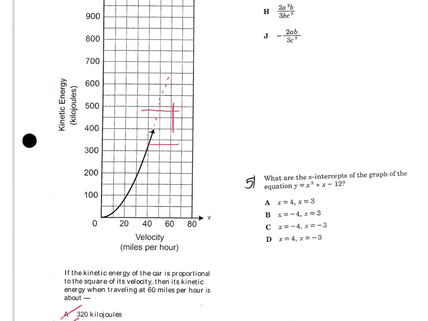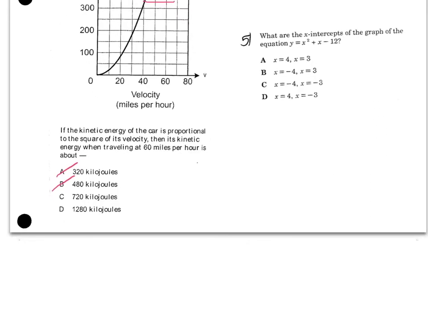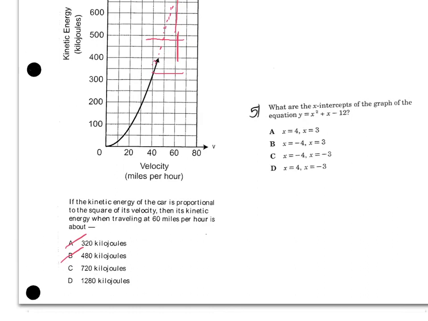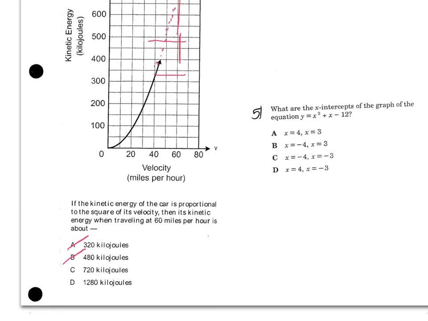720 would be approximately right here at the 60, and it appears like that might be the best answer choice. Let's read the next answer. The next answer is 1280, and that just appears to be way too high. So it looks like that answer choice C is our best answer.